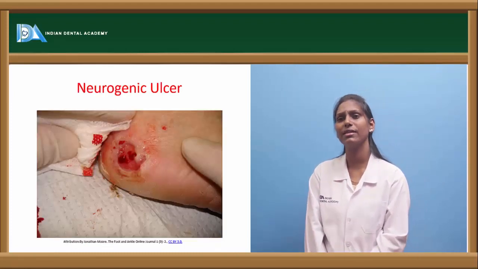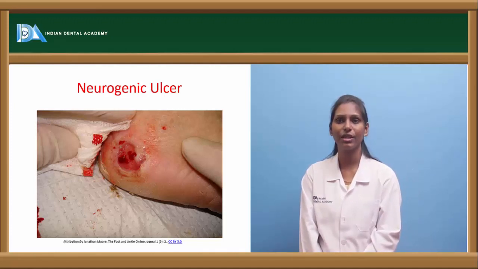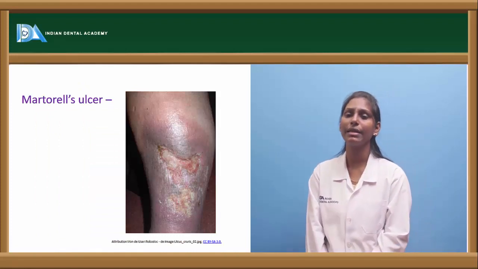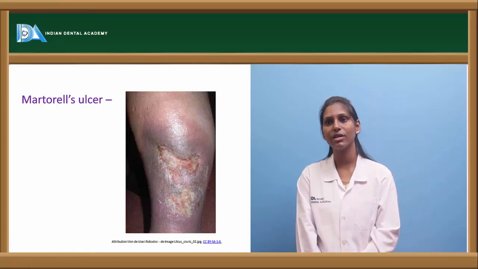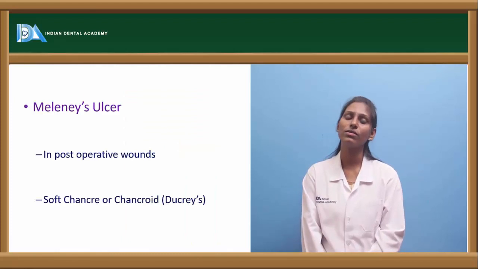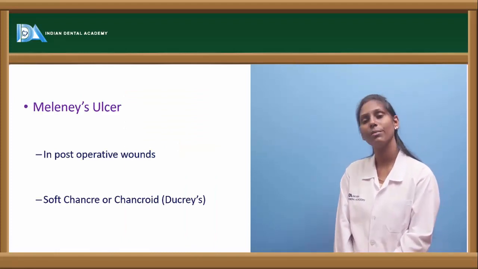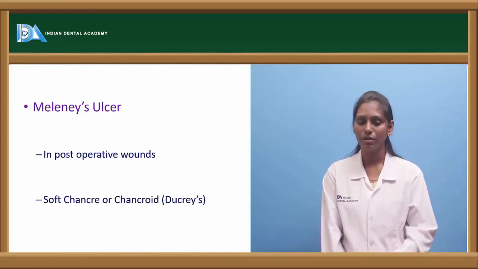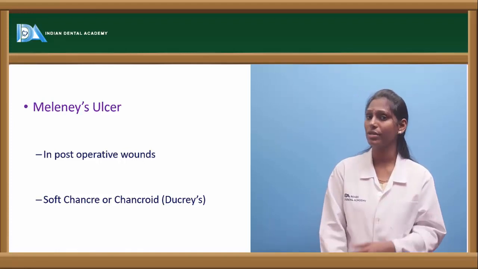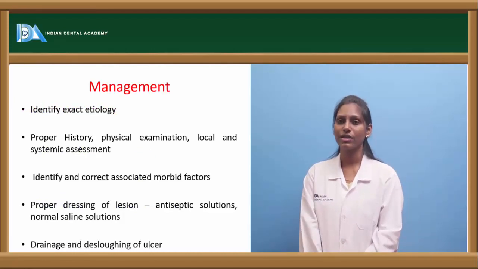Now coming to neurogenic ulcer, usually seen in case of peripheral neuropathy or in case of pressure ulcers. This kind of ulcer can be seen. Martorell's ulcer is seen in case of atherosclerosis or hypertensive patients. Malini's ulcer is also called Ducrey's ulcer. It is because of Haemophilus ducreyi, most commonly seen in post-operative wounds. And there's formation of soft chancre or chancroid, especially in the nodal region, also called Bubo's abscess. Okay, this is seen in case of Ducrey's ulcer. So these are various types of ulcers that we come across.